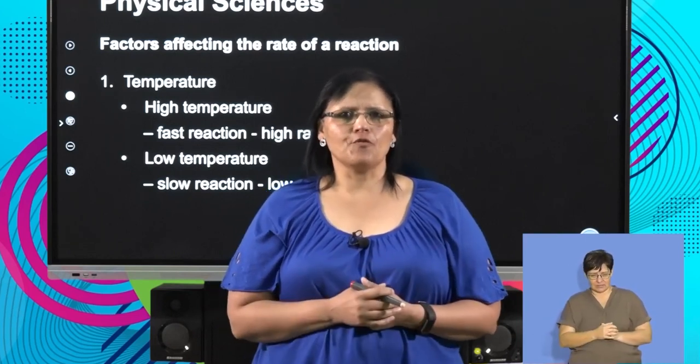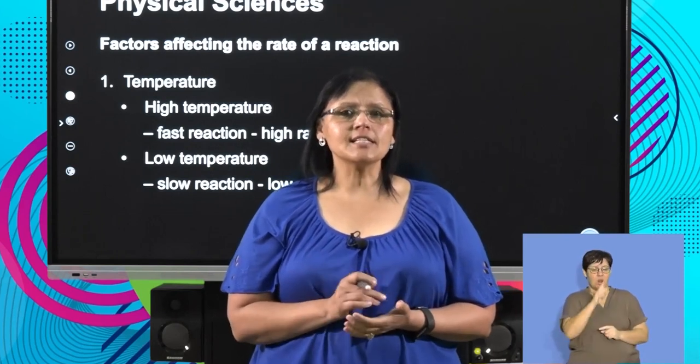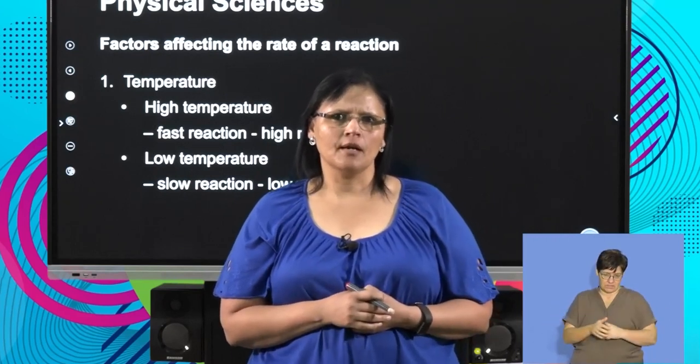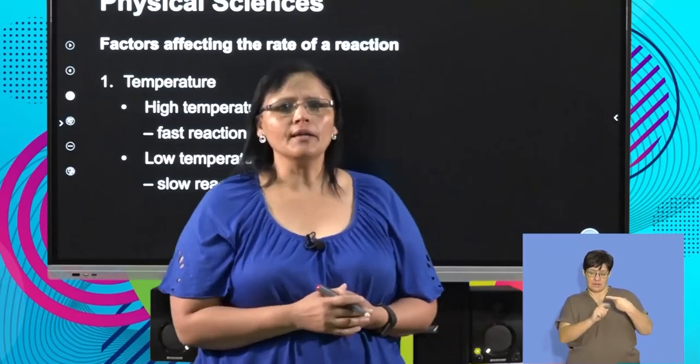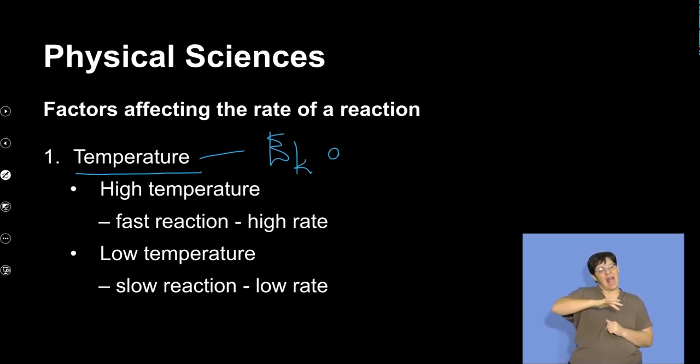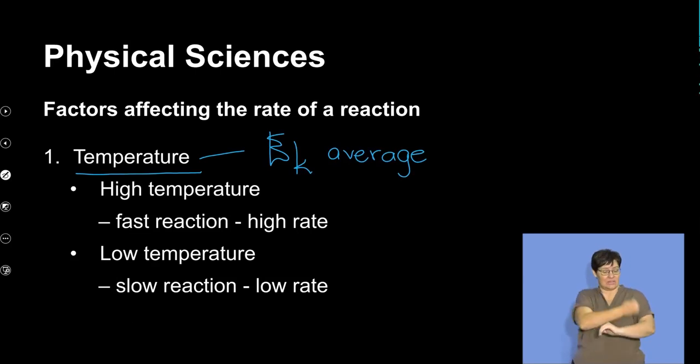So on a macroscopic view, we are quickly going to look at the 6 factors that have an effect on the rate of the reaction. These 6 factors, if we look at number one, is if I change my temperature. If I look at temperature, I want you to remember that temperature is a measure of the average kinetic energy of a substance. So if a substance is exposed to a high energy, it will have a fast reaction. And that fast reaction, we will refer to it as having a high rate.